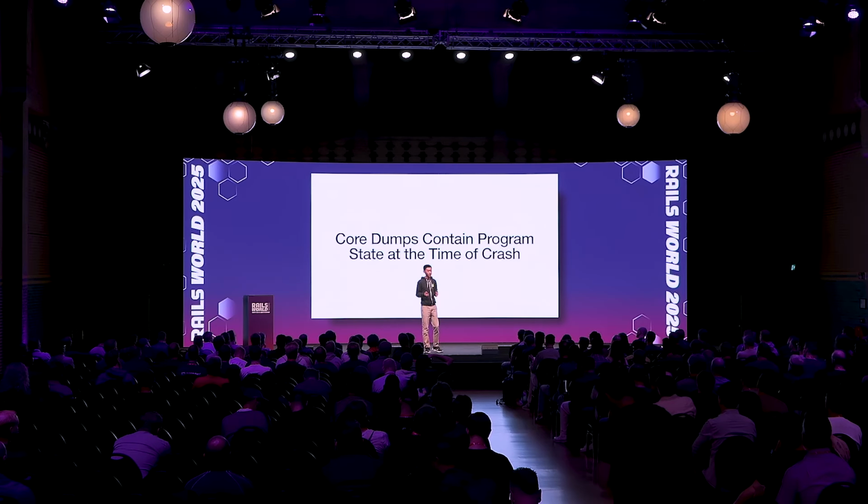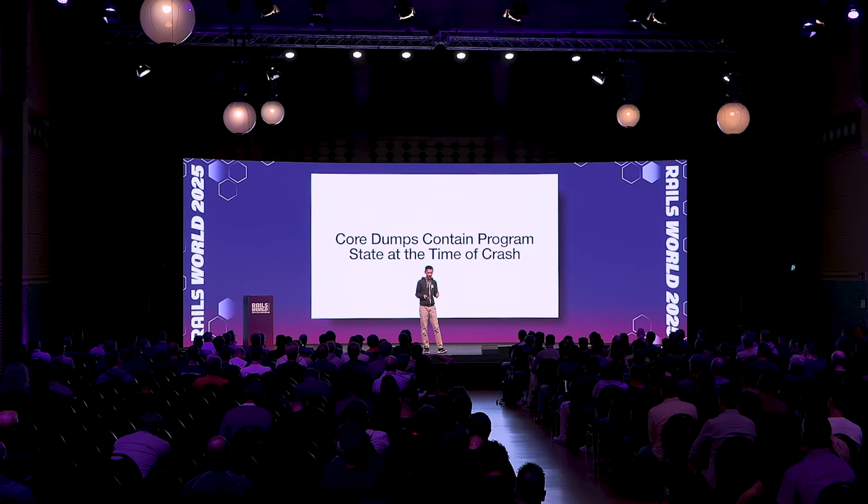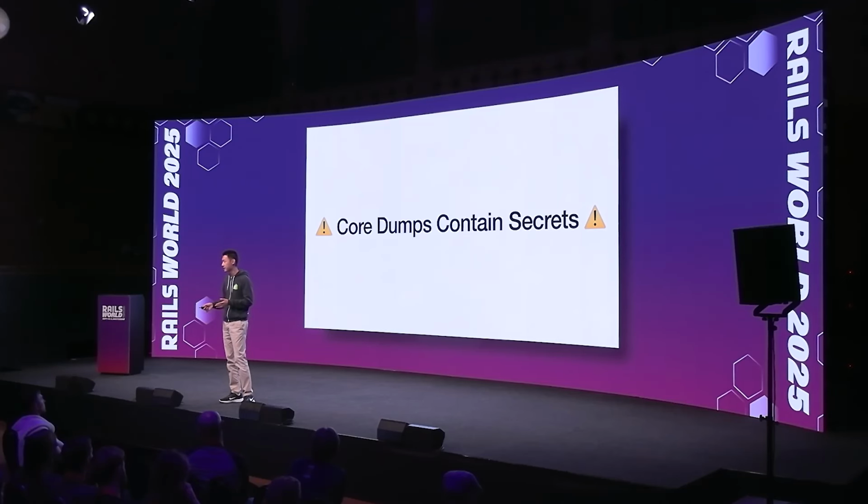However, core dumps only contain the state of your program at the time of the crash. So it may be hard to determine how you ended up in that state. And one thing to keep in mind, though, is that core dumps contain all of your program's memory. And this includes things like decrypted user passwords and PII in plain text, as well as your infrastructure secrets. So make sure to treat core dumps with great care.